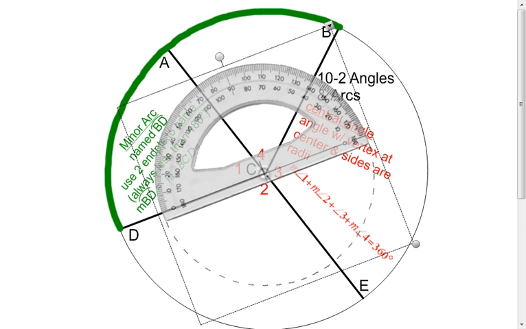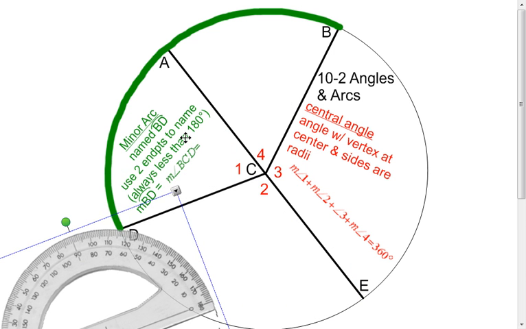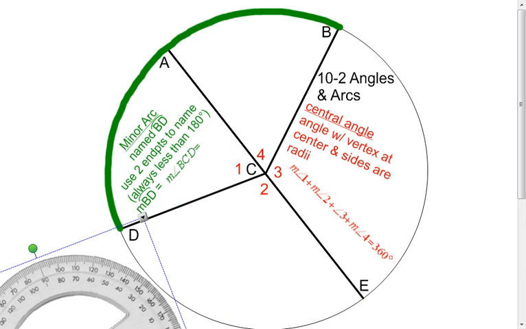Now that tells me that the measure of that central angle is 139 degrees, but that also means the measure of the arc is also 139 degrees. So now when I look at this, the measure of my arc, arc BD, and the measure of angle BCD are both 139 degrees, and that will always happen. The measure of the central angle is always going to be equal to the measure of its intercepted arc.